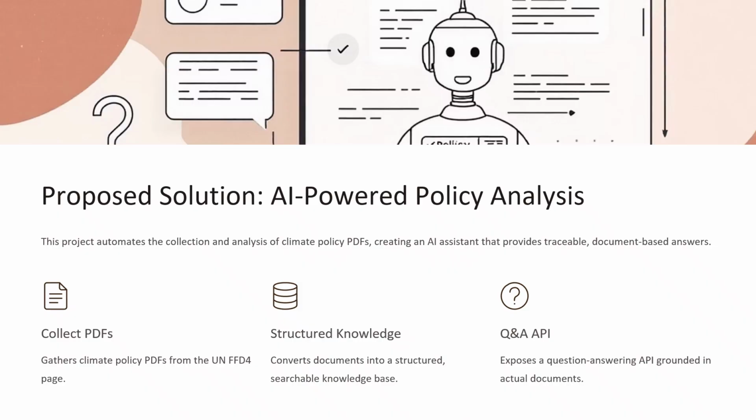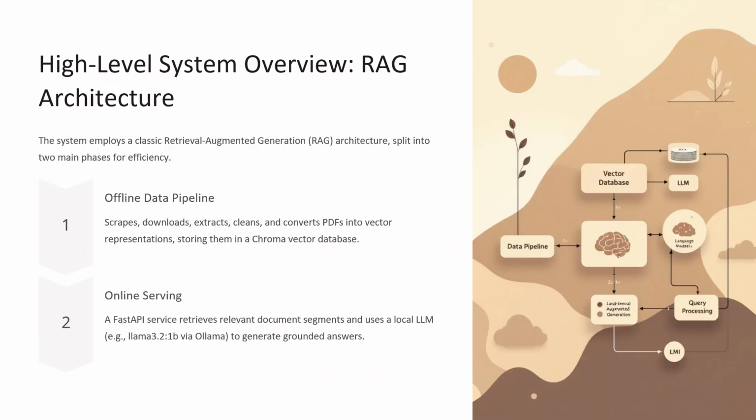Third, it exposes a Q&A API. So a user can send a question like what does country X say about loss and damage and get an answer generated by the model but backed by the retrieved document segments. So this is built around a classic retrieval augmented generation, or RAG, design.